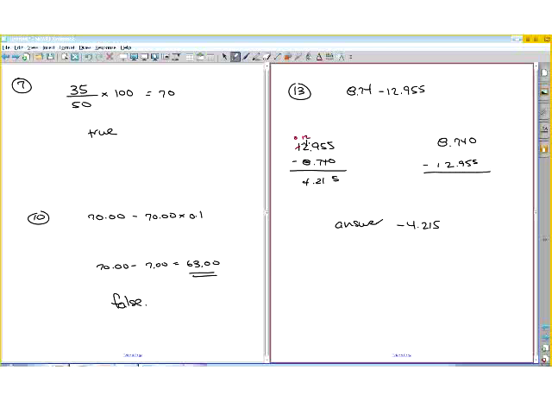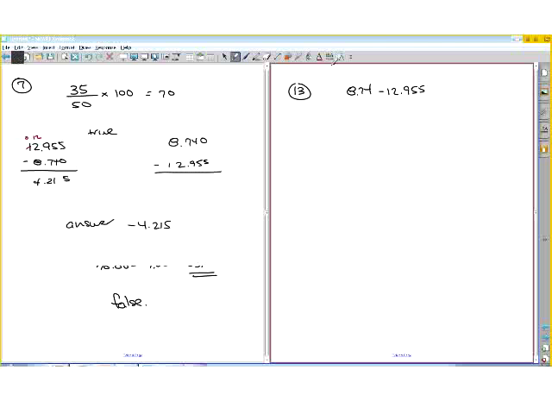And actually what we're doing here, if you think about it, is we are making this 12, so we don't subtract a larger number from a smaller number in this case. So we're kind of doing the same thing when we look at a problem like that.